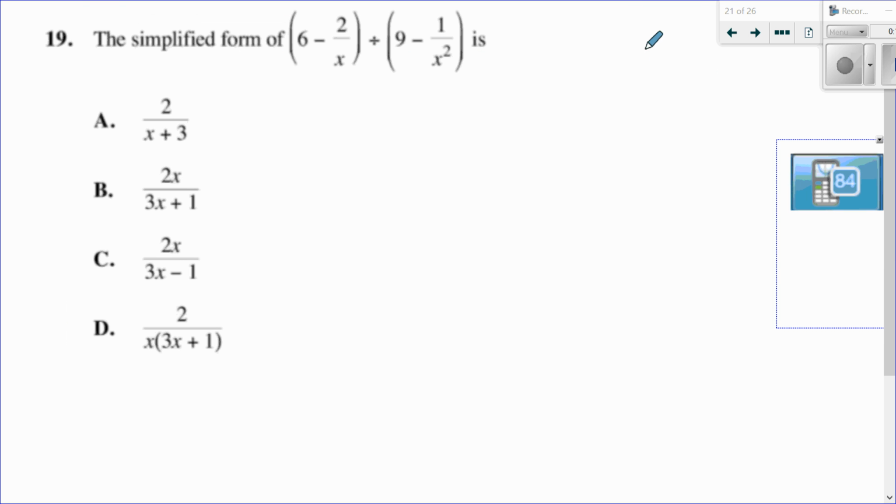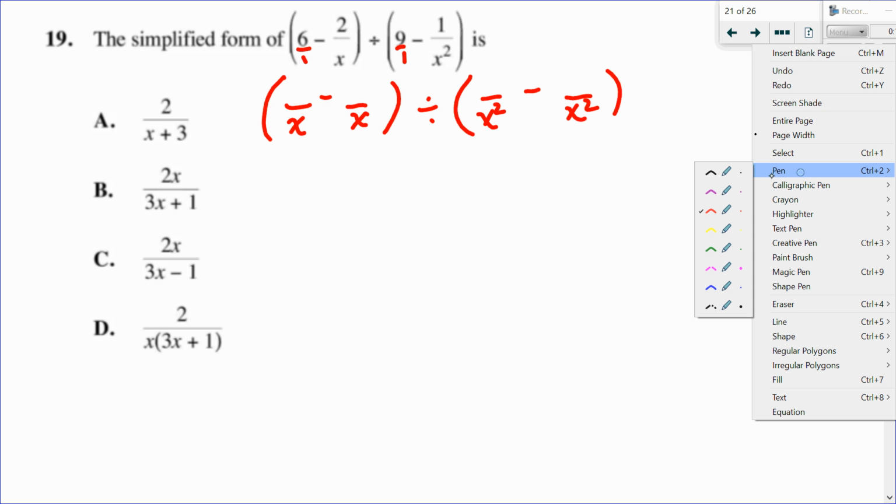Okay, over here, simplified version of subtracting divided by subtracting. Well, order of operations tells us to do inside the brackets first. So I'll do my subtracting first. So to do my subtracting, I need a common denominator. So between 1 and x, my common denominator is x. Between 1 and x squared, my common denominator is x squared.